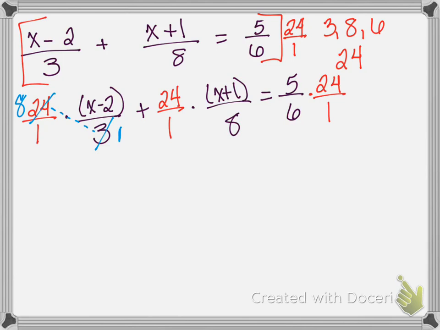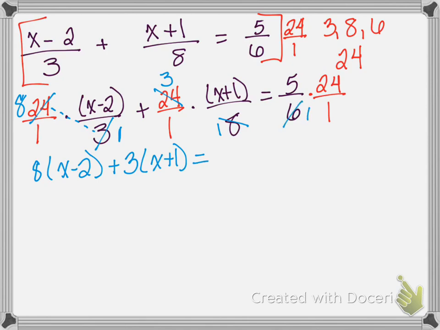So now what I'm doing is I have 8 times x minus 2. Those parentheses are what students forget. Don't forget those parentheses. Okay? 8 goes into 8 one time. 8 goes into 24 3 times. Again, write that grouping, that x plus 1, that binomial in parentheses. Okay, then my last one, 6 goes into 6 one time, 6 goes into 24 4 times.